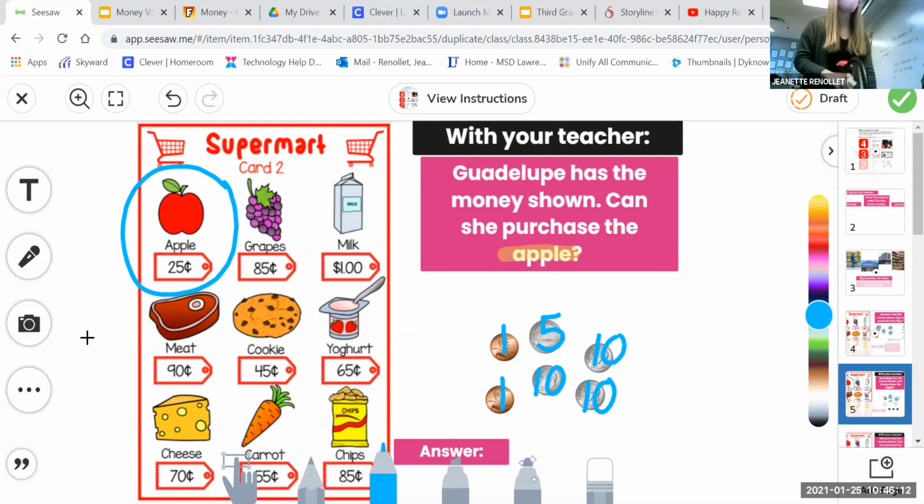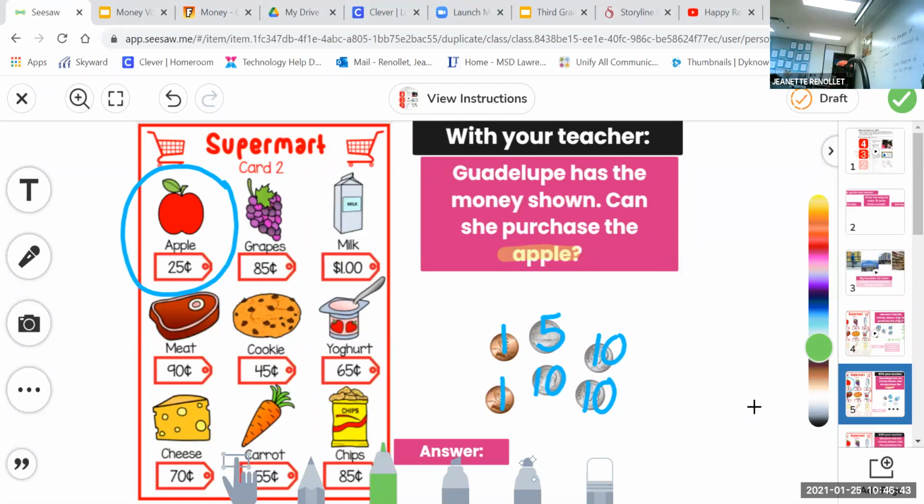When we count money, it helps us to label each coin in the problem. It helps us stay organized as we count to find the sum of the collection. Okay, so we have just labeled all of the coins that Guadalupe has. Now we can start counting. Who has an idea about how we can count these up to find the sum?